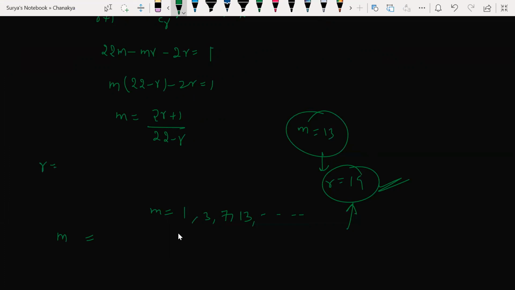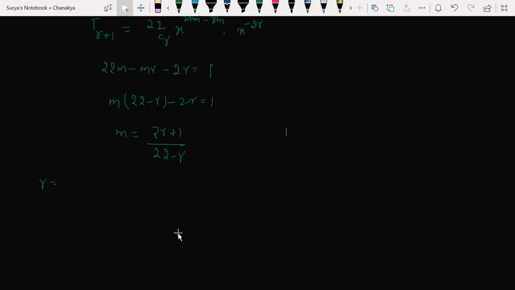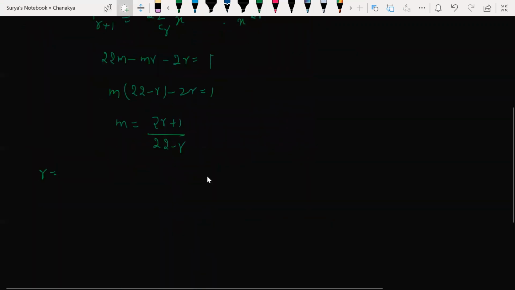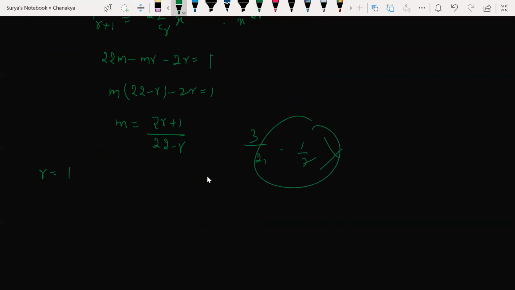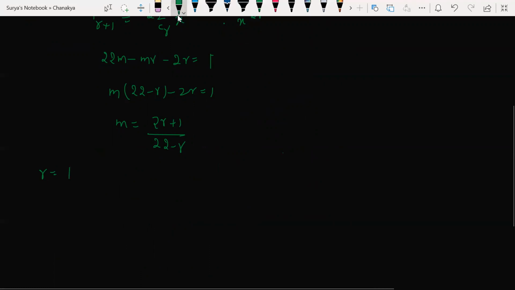Now, what are the possible values of R? Here, what has he given? M is a natural number. If I take R value 1, M value is going to be 3 by 21, which is 1 by 7. I'm not getting a natural number, so not possible. Even if I take 2, it is not possible. R value 3, check: 6 plus 1 by 19, this is also not possible. R value 4, for everything I'm getting decimals only.